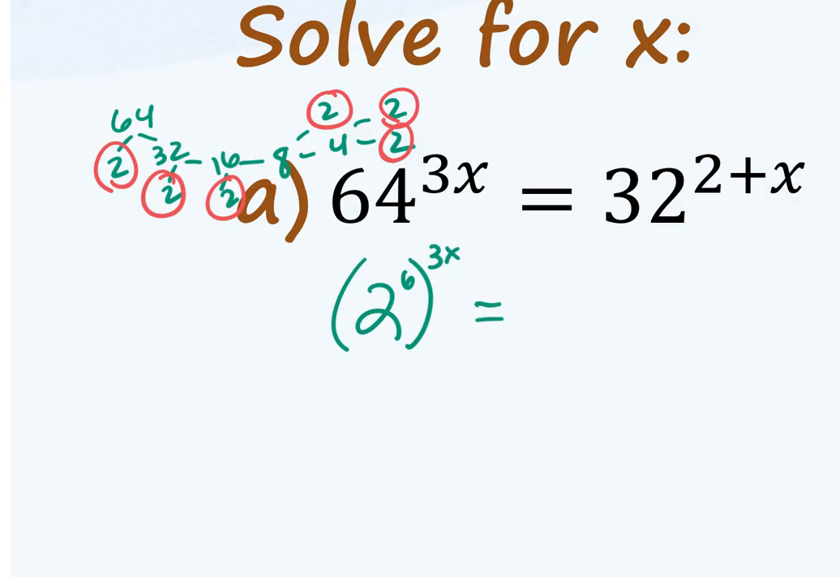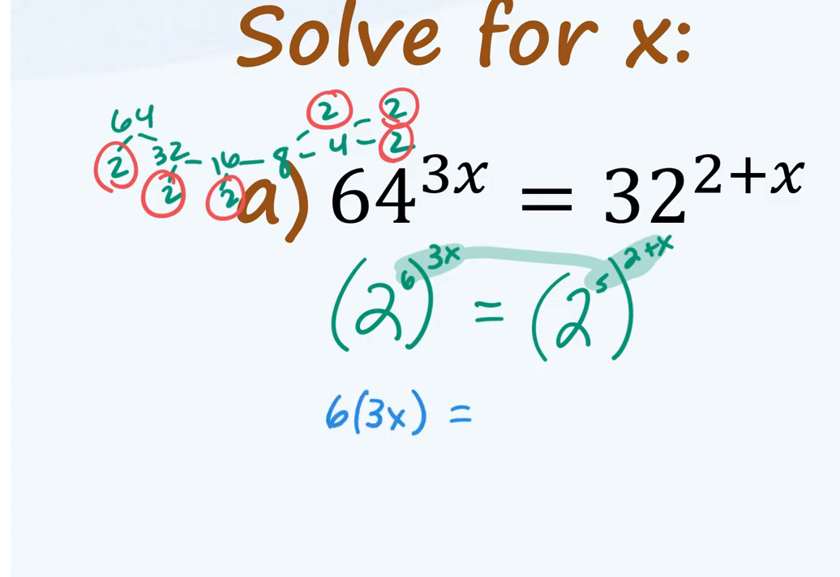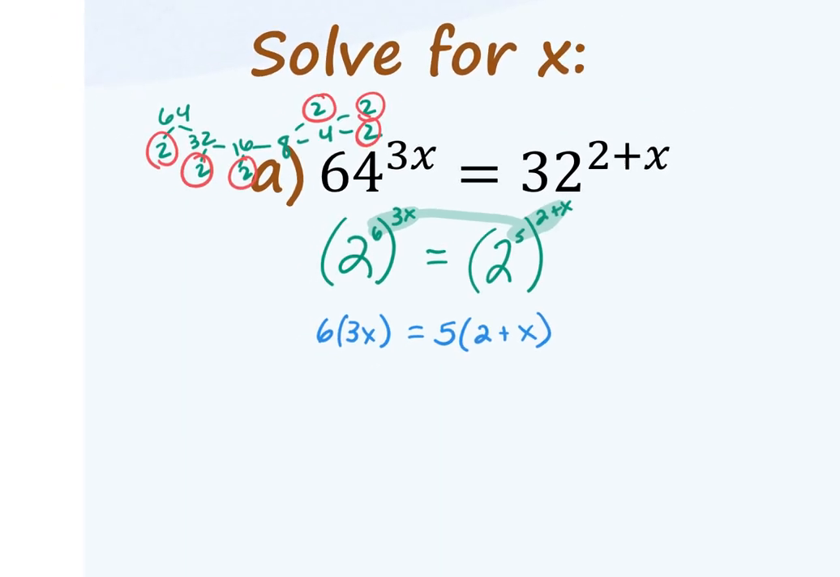And if 2 to the 6th is 64, that means 2 to the what is 32? Good. 2 to the 5th raised to the 2 plus x. And the one-to-one property says as soon as you get the bases to be the same on either side of the equal sign, we can ignore the bases and stick with our exponents. So I get 6 times 3x equals 5 times 2 plus x. And then solve it like a regular equation.